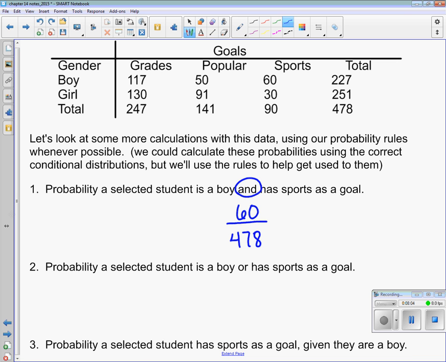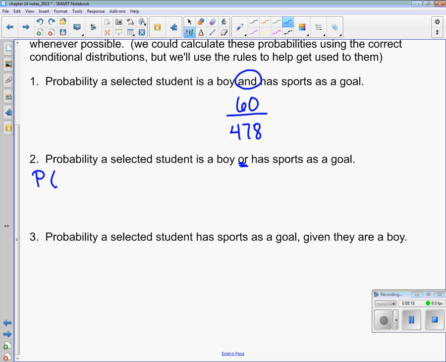Number two, boy or has sports as a goal. Okay? I use the or formula. So let's put this, and you should probably write this in context too. So probability of boy or sports. Whenever you use this formula, I am looking that you write the formula in context. Please don't write A's and B's here. Please write boy and sports. Like, use the letters so I know that you know what we're talking about.